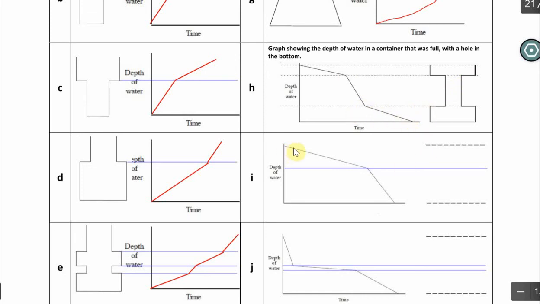So this one is draining slowly to begin with, which indicates that the glass is quite wide at the top. Okay, so I'm going to go with that. And then it drains much faster here. Instantaneous change, so that means the glass got instantly thinner. Okay, so it's kind of a T shape, this one.